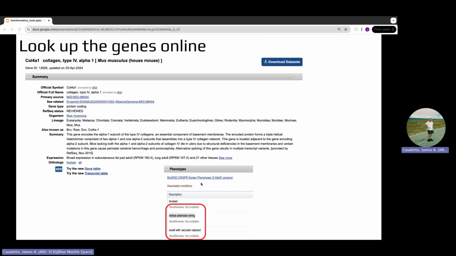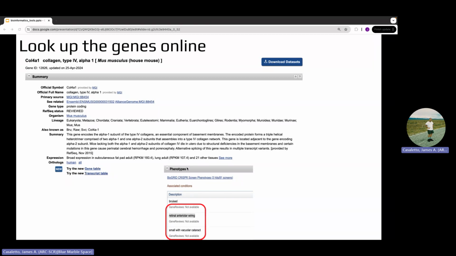So here first is looking up this gene Col4A1 in that NCBI tool. So you can see it gives you the official full name, whether it's protein coding or not, what organism it's coming from, other names, also known as, and then a summary of the function of this gene. And then this is just the first part of this page.